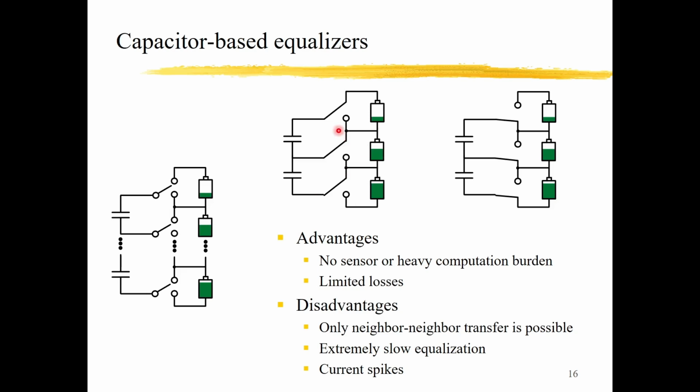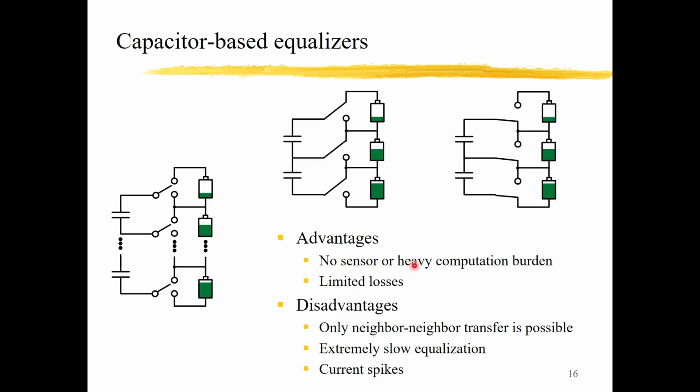The switches are alternately connected to the upper terminal or the lower terminal. We don't have to control anything. We just constantly change the switches to the upper or lower terminals. That's fine. So the advantage of this method is that no sensor or heavy computation burden is required. The control for this method is very easy.